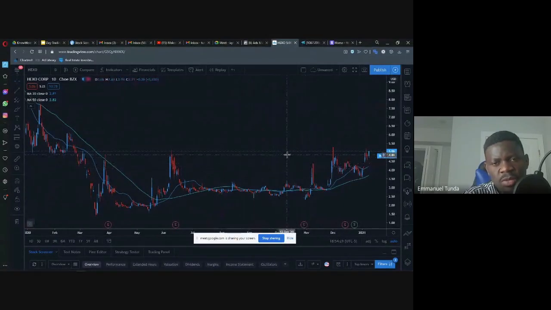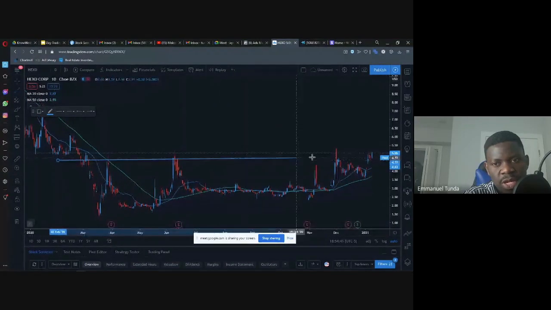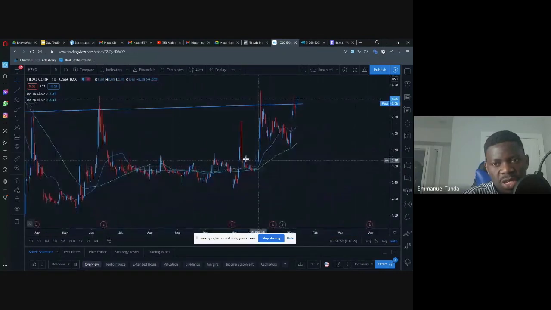From this one, what can I mention here? First of all, I don't know a lot about this company, but what I can see is that there is a support level right here where it is right now. Let me just draw something to show it to you guys. Right here, you see that every time the price came to this $5, it has been bouncing and going back, bouncing and going back.